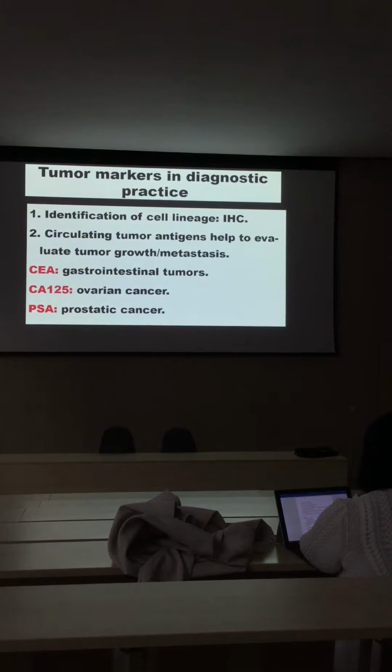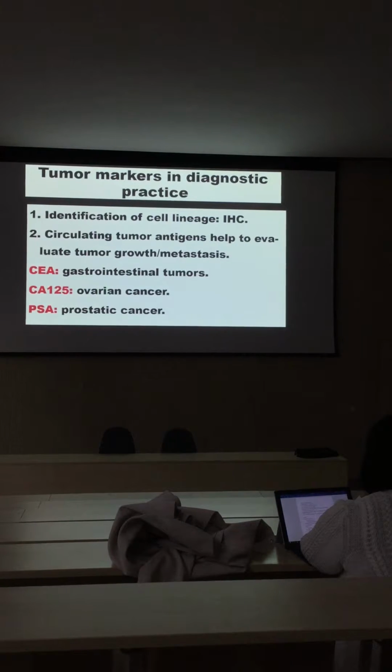But I will go into the practical issues. Cell lineage identification often is done by immunohistochemists, and you have heard a whole lecture about immunohistochemistry, so I will not go into details about that. I'll give you a few examples. Carcinoembryonic antigen is often useful for GI tract tumors.